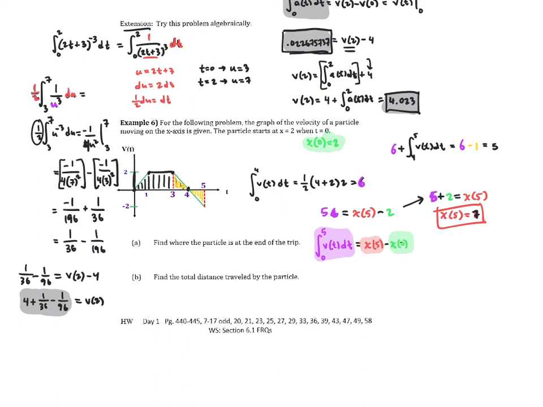Okay, find the total distance traveled by the particle. That's pretty easy to do. Total distance traveled is going to be the area from 0 to 4 of v of t. The velocity is positive in that entire interval. So that's going to be, like we said, 6. And we're going to take the absolute value of the area from 4 to 5 of v of t. We know that that was negative 1, but we're going to take the absolute value of that and add those two values together. So we're going to get a total of 7 units.